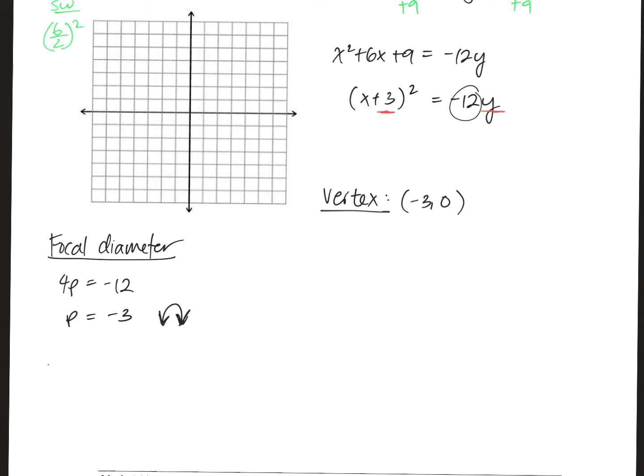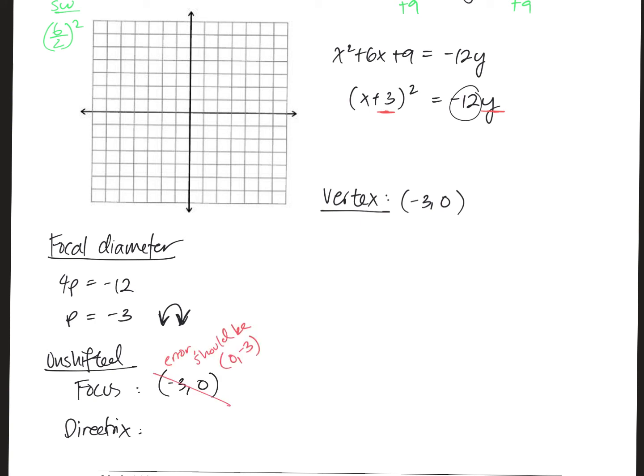Okay, and now we can find the unshifted focus and directrix. Unshifted, we have the focus and the directrix. So the focus would be at negative 3, 0, and our directrix would be at y equals the opposite of negative 3, which is 3.